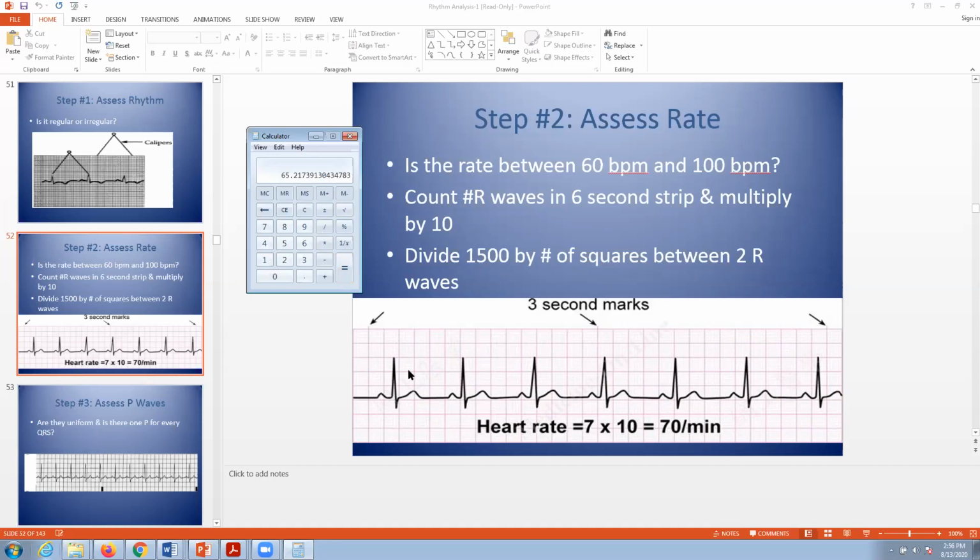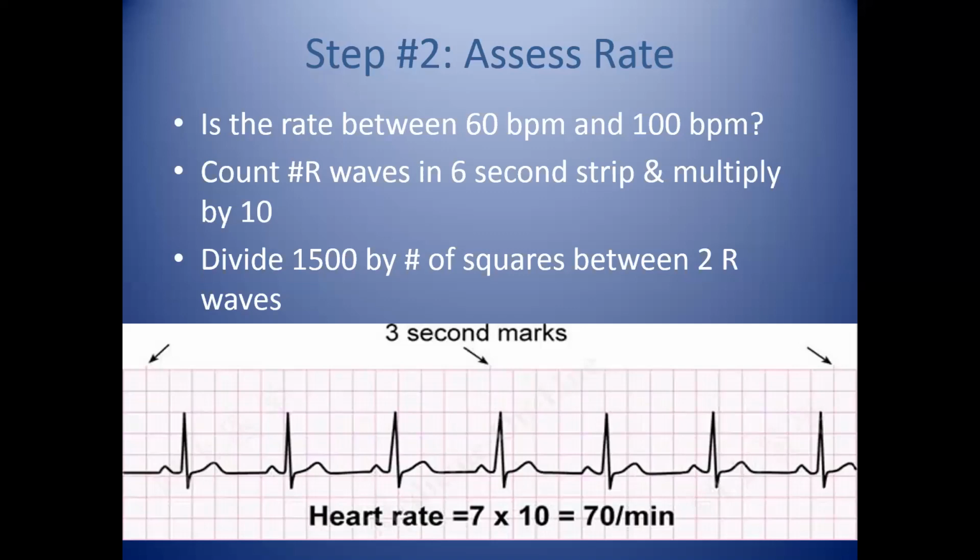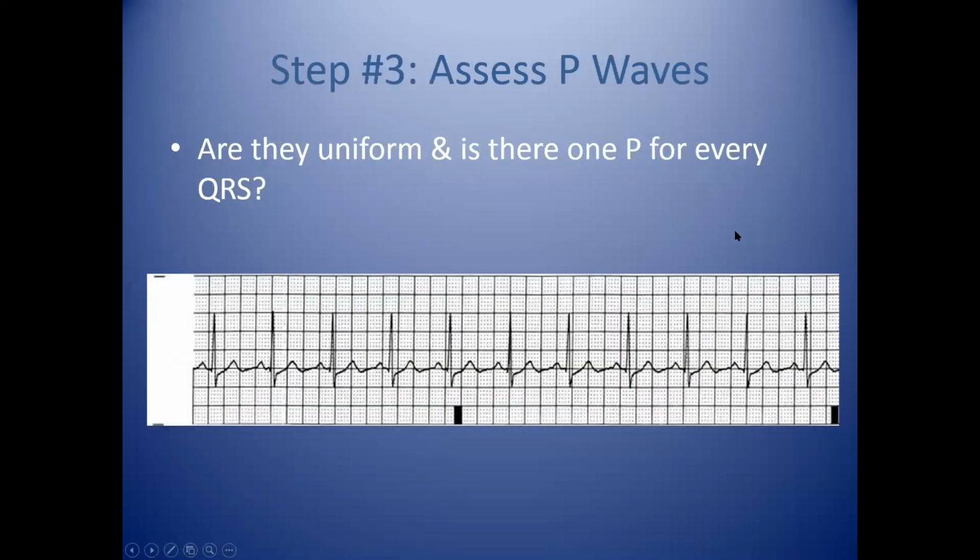But if you were to do it where you're just counting the number of QRSs in a 6-second strip, it would be 70. So it's pretty close. But if you want the exact number, you can do this division. So is the rate between 60 and 100? And then step 3 is to assess the P waves.